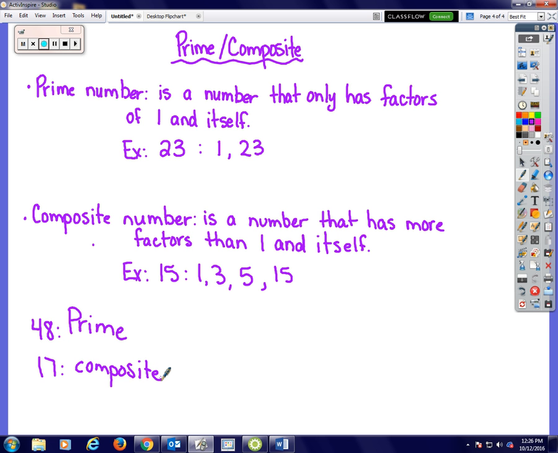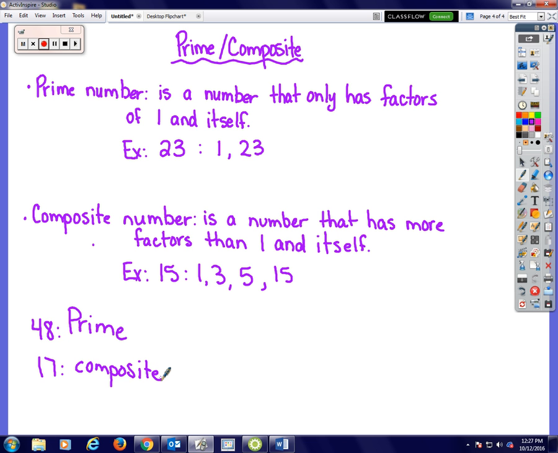And now sometimes you get into these really large numbers. And you're like, I don't know if that's prime or composite. Well, tomorrow when we talk about divisibility rules, you're going to be learning about those big numbers and knowing if 3 and 2 and 1 and 7 and 8 are divisible by them.